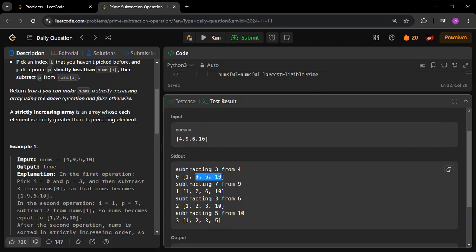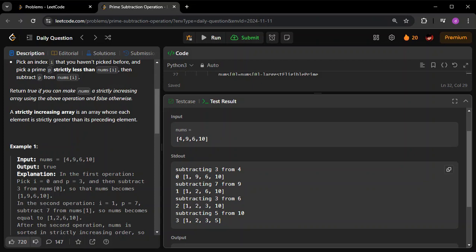Next element is 9, right? So I have to subtract 1 from 9. You are going to get 8. That means you need to find the biggest prime number less than 8. It is going to be 7. So I will be subtracting 7 from 9 now. What I'm going to get is 2 now. So these two are done. Till then it is fine.